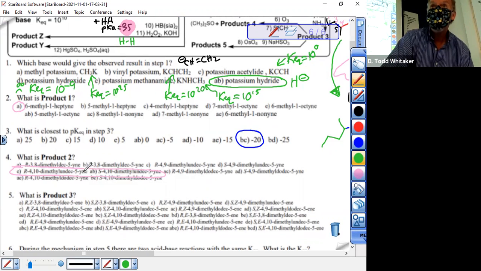Okay, ignore stereo centers. You're not going to ignore E and Z because that's very important. But I need something with these names. It doesn't matter R and S. And 4,10 dimethyls and 5-yne becomes 5-ene. So I think we're looking at not the Z's, the E's with a 4,10. Where are you? E's with a 4,10? These two. These 4? 5-ene, 5-ene.